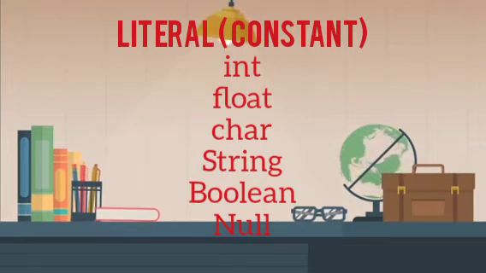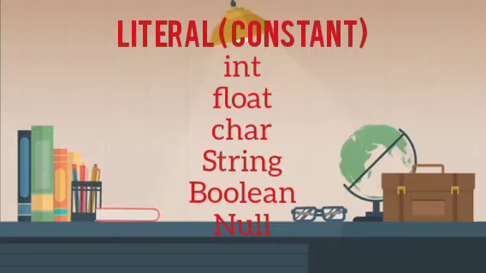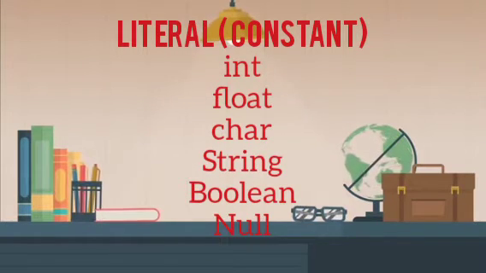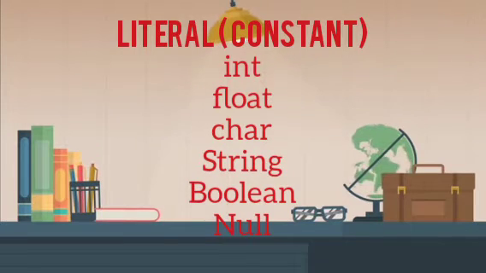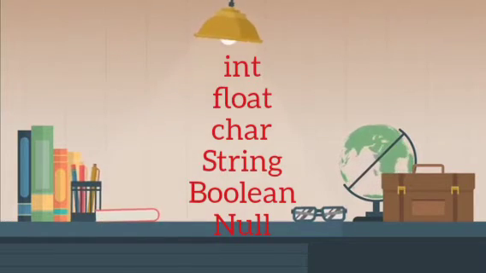Integer, we can use that integer literal for giving an integer value. Float means giving floating point, fractional type values. And character, we can give only one character. String means a group of characters we can give. Then boolean, boolean means true or false. Then null, null means there is no value in the null literal.